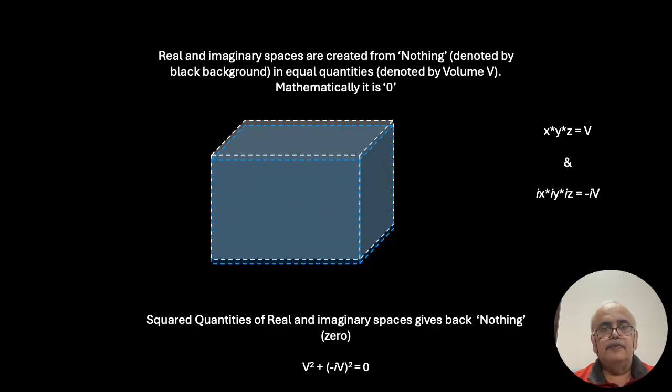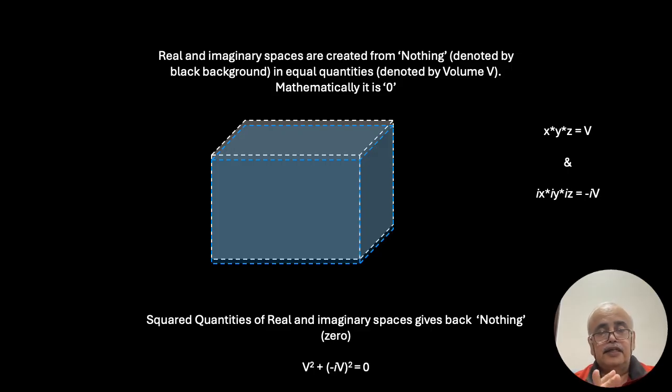So this is really what we just said, and on the right hand side, I've written x into y into z as v, the real space volume, and then ix into iy into iz as minus iv. And then if you square these quantities of v and minus iv, and add them, you get 0. So you get back nothingness, right?